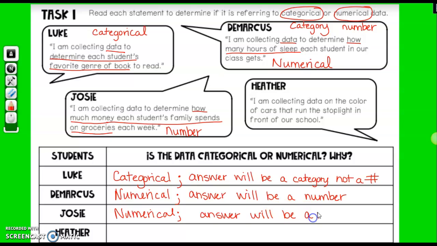All right, so move on to Heather. Let's see. Heather says, I am collecting data on the color of cars that run the stoplight in front of our school.